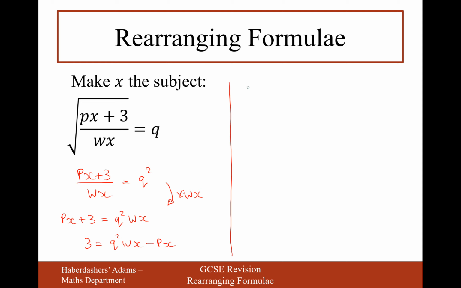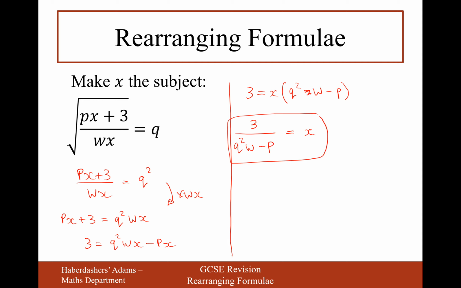Now we can factorise out the x on the right hand side, so it's going to be x bracket q squared w minus p, and then divide by the thing inside the bracket, so it's 3 divided by q squared w minus p equals x. And there we are, that's the answer to this question.